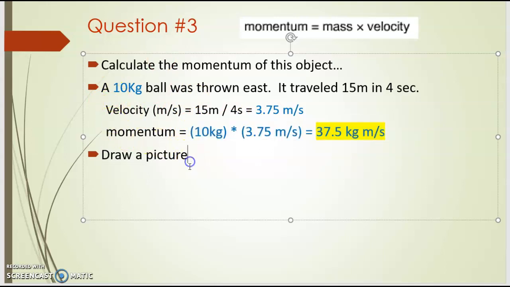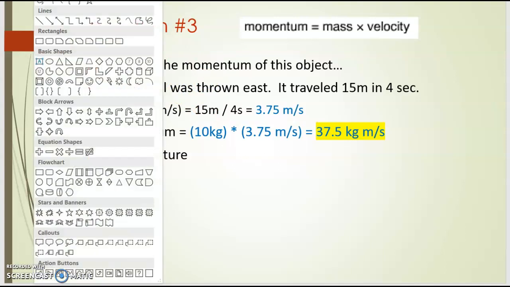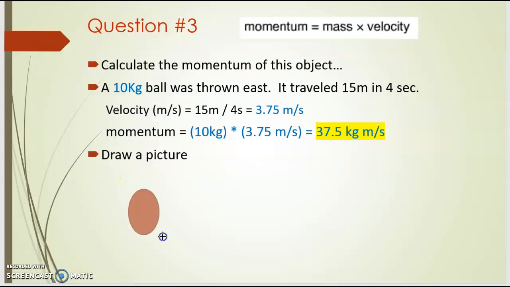Right there. So now it says draw a picture. Okay, it says a ball is thrown east. This is a very simple thing to do. You just got to come up to the tools and insert shapes. Here's a ball. It's thrown east. Let's see, I'm going to get an arrow. I'm going to do that. And then I'm going to insert a text box and I'm going to say east. There's my picture, right? Not difficult to do.